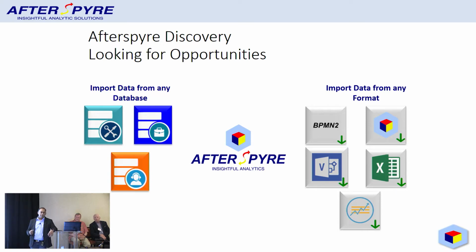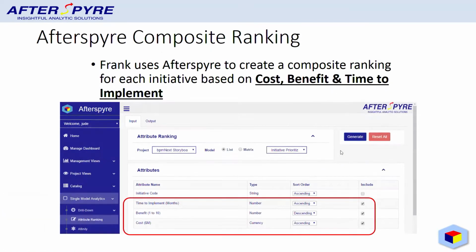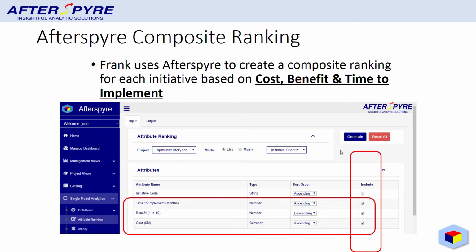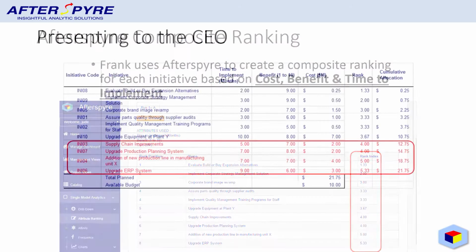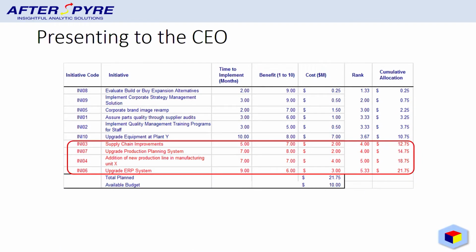Bring this into the application, and in this case, we will rank it based on cost, benefit, and time to implement, and use this to create something called a composite ranking. Now, the composite ranking guides the management in understanding what are the key benefits. So the highest ranking ones, of course, are the most beneficial to the management.